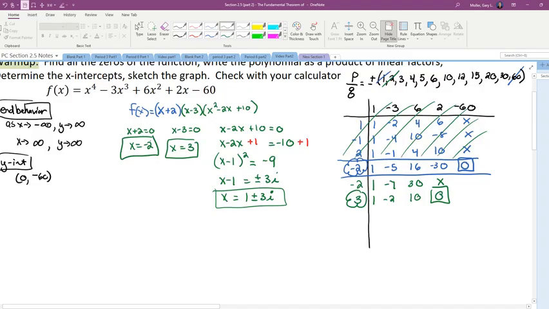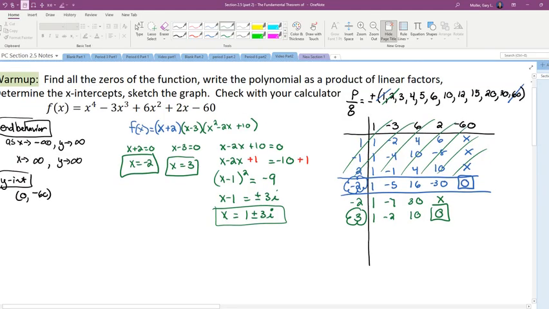Okay, let's see if we've answered what they've asked for so far. Find all the zeros, check. Write the polynomial as a product of linear factors. I have almost accomplished this. This one, of course, is not linear. So I need to write this as a product of linear factors, which just means I'm going to undo what I just did and write them in terms of linear factors.